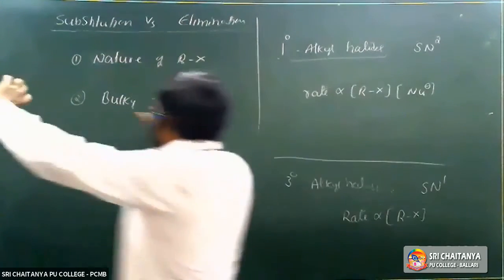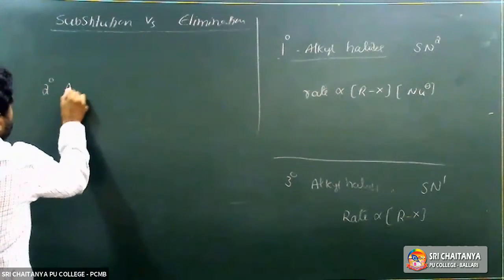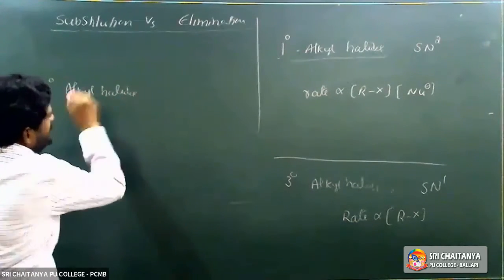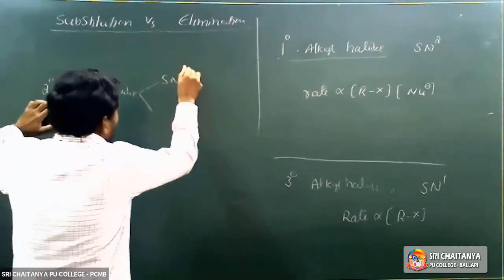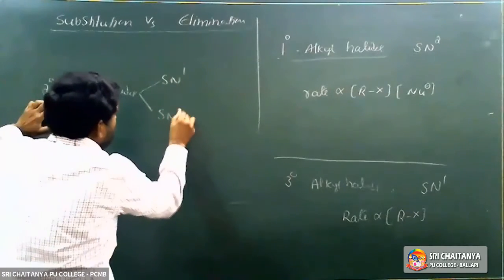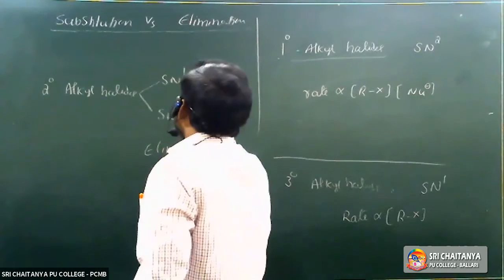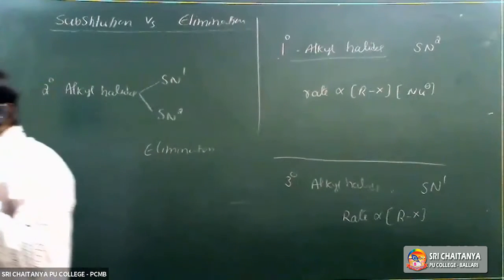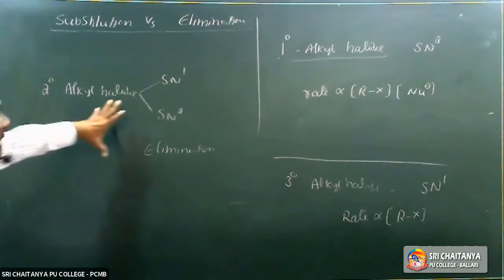Whereas secondary alkyl halides undergo substitution reaction through either the SN1 mechanism or the SN2 mechanism. Secondary alkyl halides also undergo elimination reaction. The elimination reaction depends on the strength of the nucleophile.